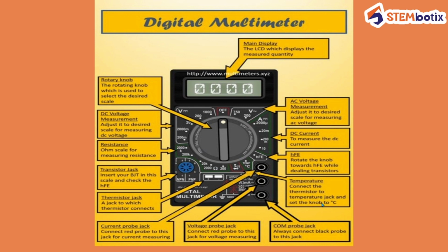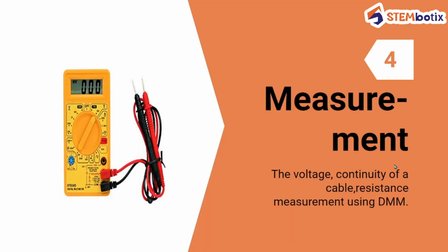For temperature, connect the thermistor to the temperature jack and set the knob to degrees Celsius. hFE, rotate the knob towards hFE while dealing with transistors. DC current, to measure DC current. And AC voltage measurement, adjust it to the desired scale for measuring AC voltages.